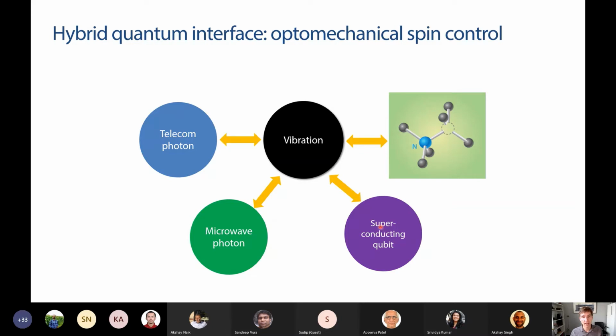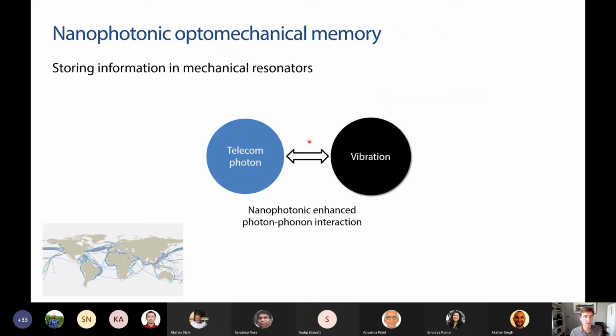And the idea is that none of these processes are possible directly, at least with very high efficiency. So an NV center doesn't have any optical transitions at telecom wavelengths. It doesn't couple to telecom wavelength photons. But what my group has been trying to do is using mechanical devices that support vibrations that can be driven optically to realize these types of interfaces. And so throughout this talk, I'll talk about a few different versions of this.